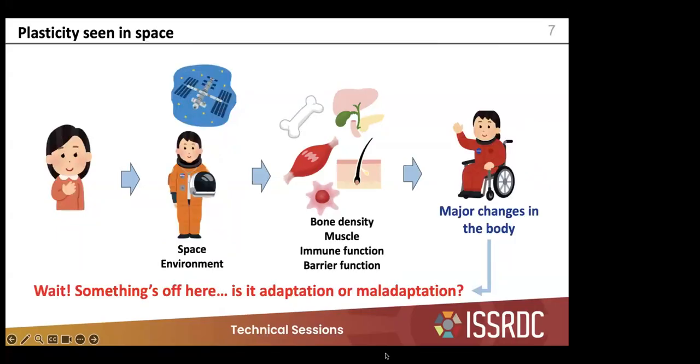In space, however, we observe strong plasticity. Bone density, muscle, immune function, and skin barriers all change significantly. This raises a key question: are these true adaptations or are they maladaptations, responses that compromise long-term health?